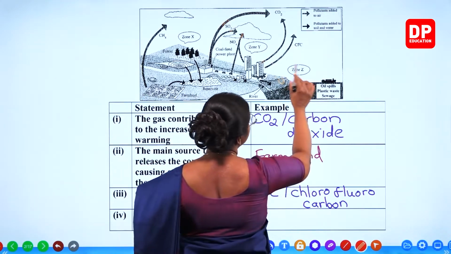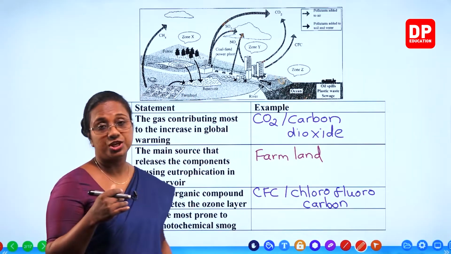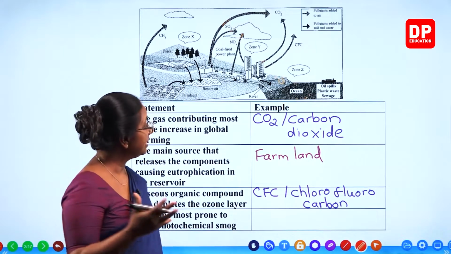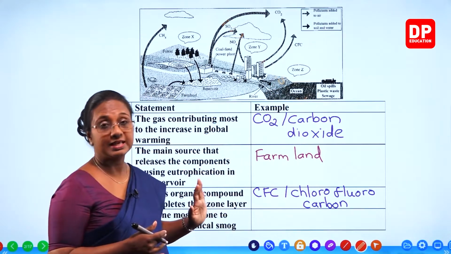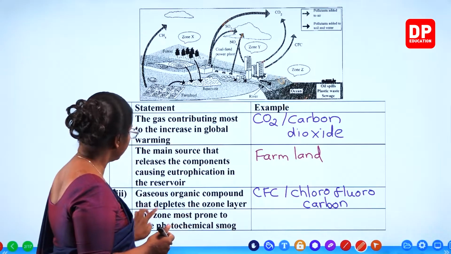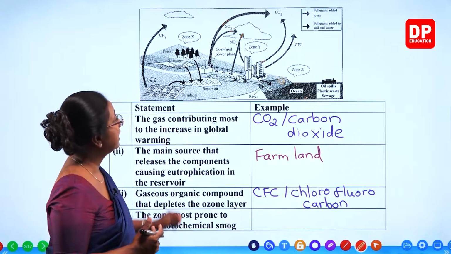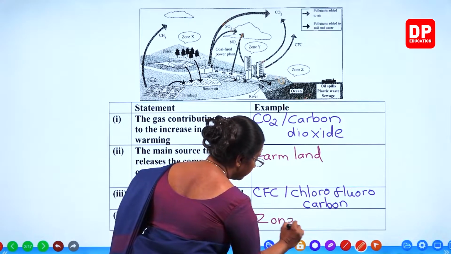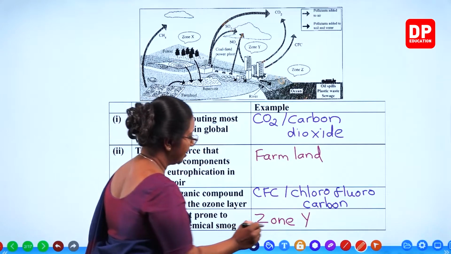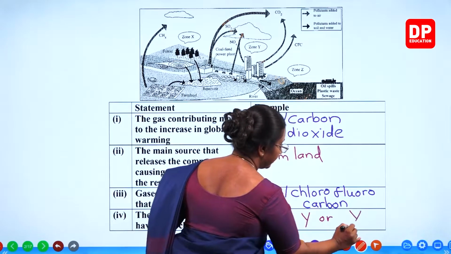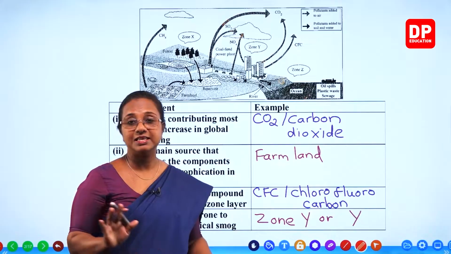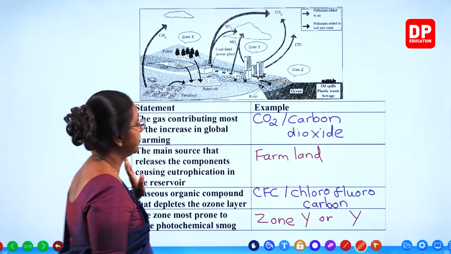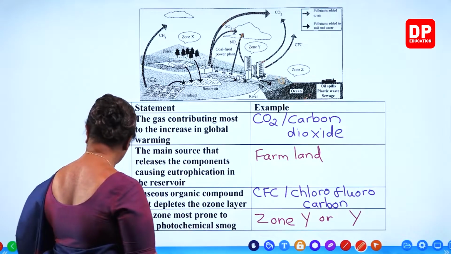Then again, zone Z, of course, it is above the ocean. Only the ships, so the amount of products of combustion released over the zone is also less. So the zone most prone to have photochemical smog is zone Y. So here the answer will be zone Y. Or you can just write it as Y. That is fine. As long as that letter is given, it's fine. So these are the answers for the first 4 statements. With that, I'll move on to the next part.